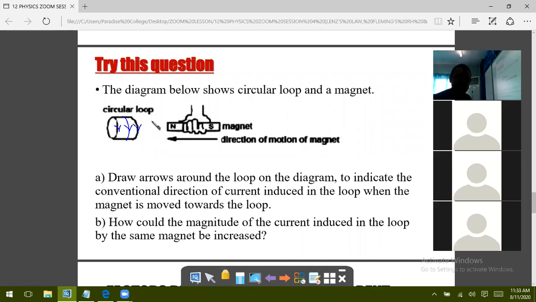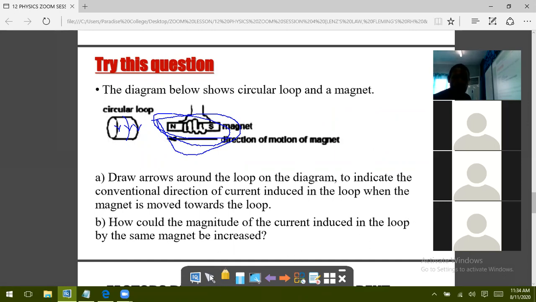You increase the movement here, the magnet. Increase the speed. Increase the speed of the magnet. That's how you're going to increase the induced current.